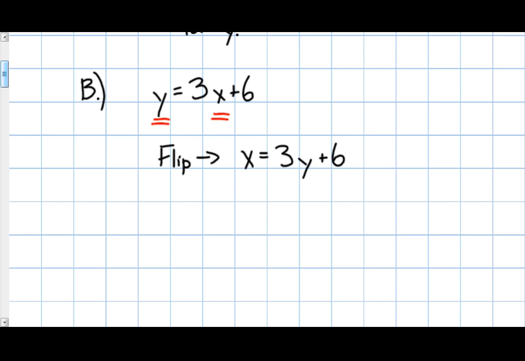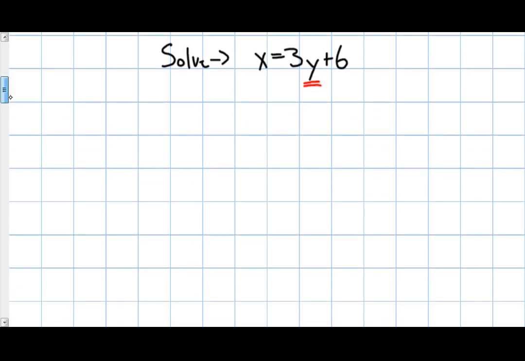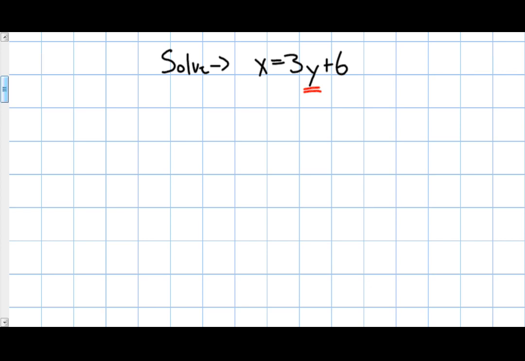Now all that you do is you solve for y. So first you flip, then you solve. So if I have x equals 3y plus 6, and I'm trying to isolate, that's just the fancy word for trying to get that variable, the y variable, by itself, that just means I want to move everything else to the other side of the equation. So let's go ahead and do that.